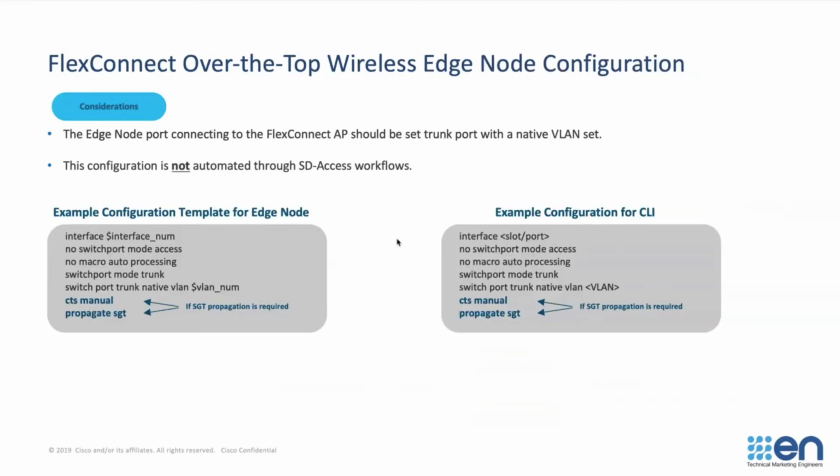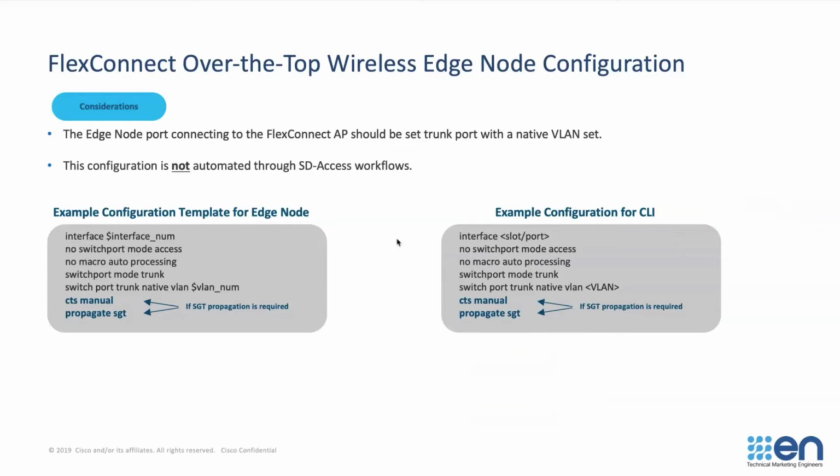So here is the configuration which needs to be enabled on the fabric edge device. Since this FlexConnect over the top cannot be automated today, we just use CLI template configurations. As you can see on the left, I can enable it using interface templates, where I can input the interface template as part of my DNA Center workflow as a variable. And I also need to configure the native VLAN. So either I can use an interface template using variables, or I can directly go to the box and configure the CLI configs for that.